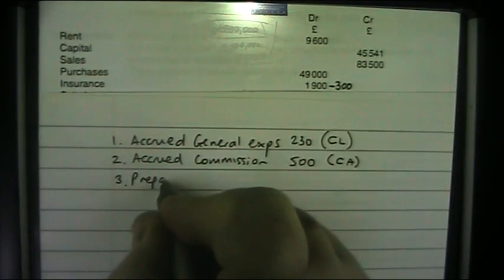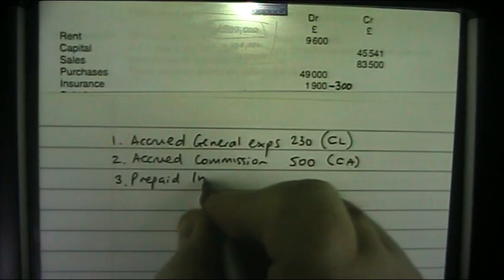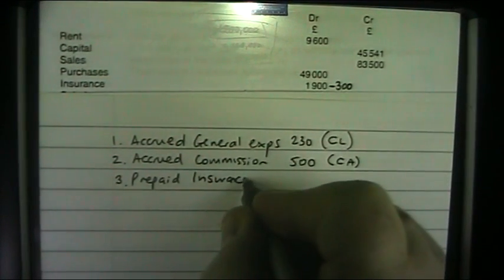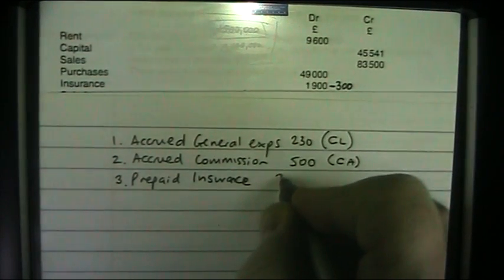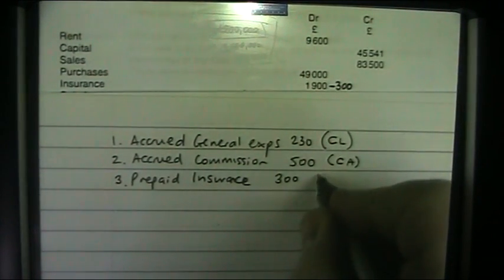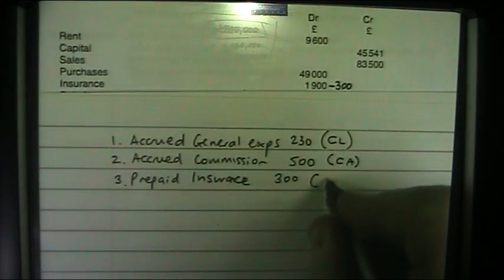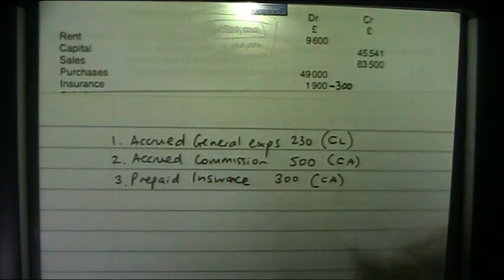Prepaid insurance for £300. Okay, and again, I want to label it so I know where to put it in the balance sheet. Remember, prepaid, a prepaid expense is kind of a good thing. Now, you put money on your phone, you can use it again later on, and technically they owe us that money back until we use it. So it's a current asset. Okay, it's a current asset.